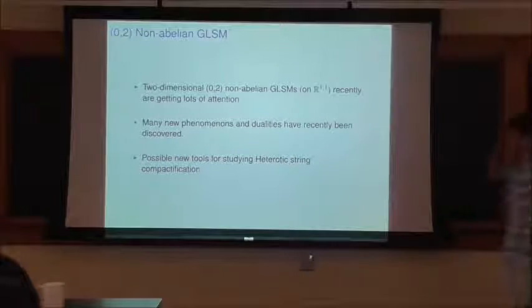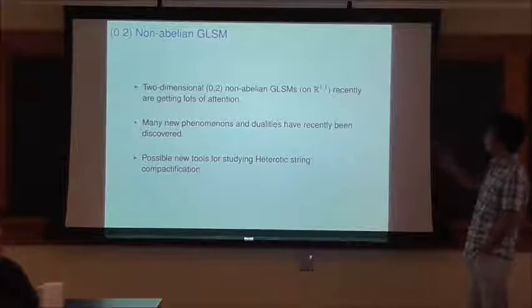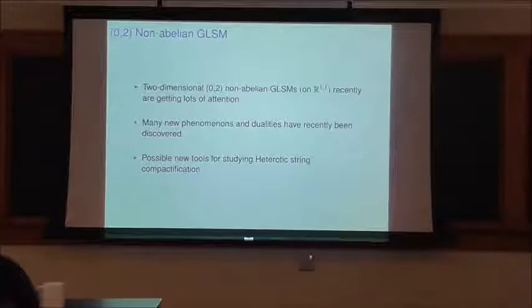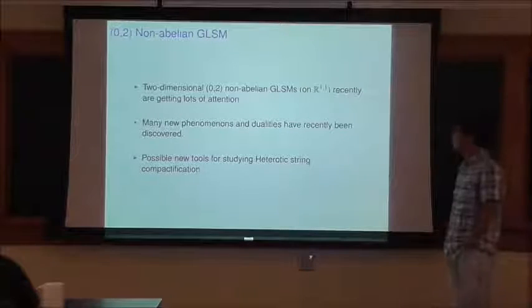And one particular thing that has been trendy over the last several years is the analysis of 0,2 gauge theories with non-abelian gauge groups. As I was explaining, in the early days, people were focused on abelian cases because of toric varieties and toric structures. Recently, people have been starting to think about non-abelian gauge theories, what's called gauged linear sigma models, on two-dimensional Minkowski space. And along with the discoveries of many new phenomena, people have discovered a lot of new dualities between different looking UV gauge theories with non-abelian gauge groups.